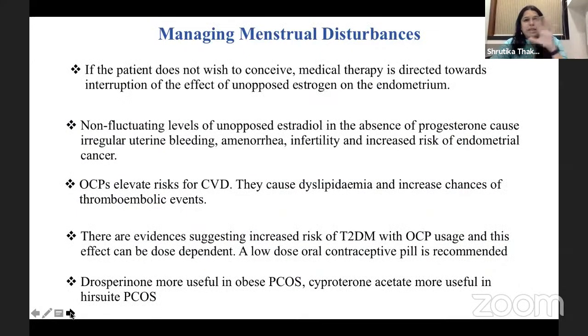So if we briefly look at it, we have three pressing issues. One is irregular periods, one is hyperandrogenism, and one is fertility. So I'm going to talk about what are the available drugs, available treatment modalities that we have as doctors to manage these individual disorders. If your patient does not wish to conceive, and only if the problem is irregular menses, like if it's a young patient, say 18 to 19 years of age, or a 22-year-old girl who is not yet married and only wants regular periods, then our medical therapy is directed towards interruption of that unopposed estrogen growth.